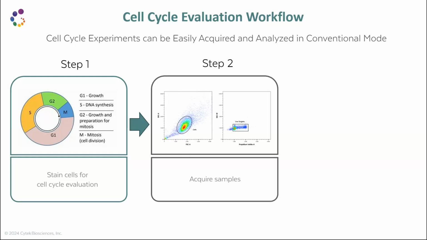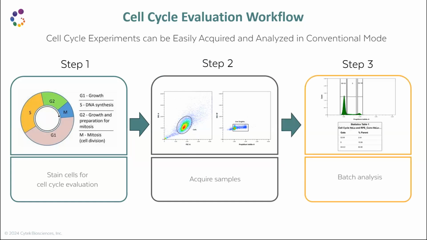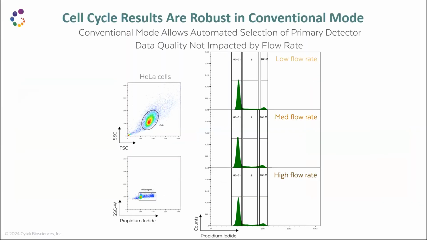We will see an example with conventional acquisition for propidium iodide, and then batch analysis will allow you to evaluate multiple samples from the same experiment. This is just an example. It's HeLa cells. But it was useful that the conventional mode was doing automated selection of your primary detector, once again, without taking into account all the other detectors that are present, even though the information is there and you can retrieve it in case you want to do a different analysis, like spectral analysis later.